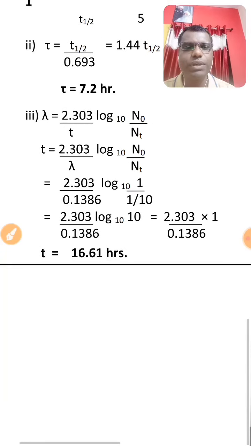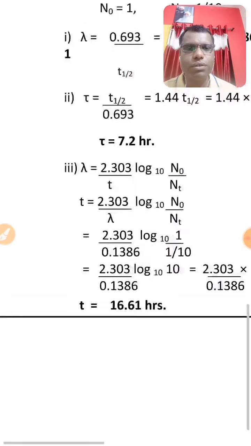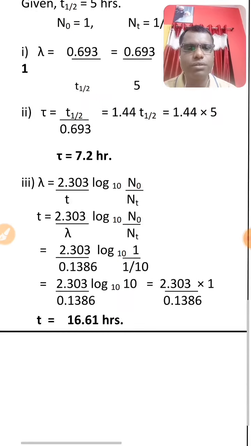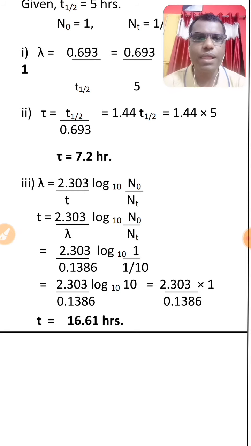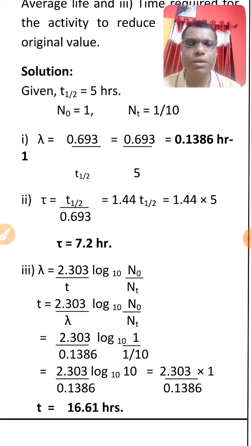This is a very simple numerical, and based upon it you can solve other numericals also. This is a numerical based upon the half-life period and the mean life, as well as the decay constant that we derived last time. So this is very simple to discuss here.